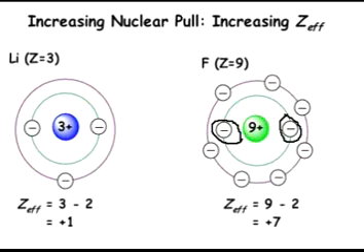Now, knowing these two trends, the trend for increasing electron shielding as we go down the periodic table, and the increasing nuclear pull as we go from left to right in the periodic table, we can explain trends that are observed in the different atoms.